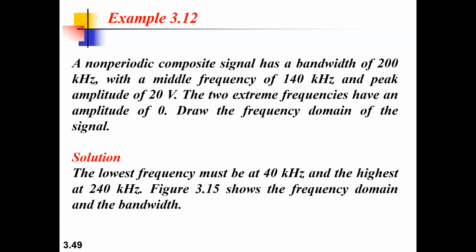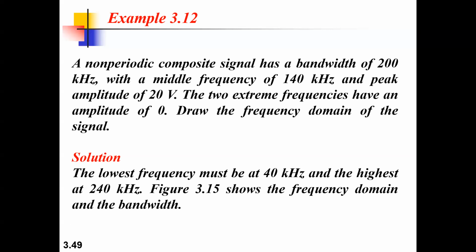And it says draw the frequency domain. So it is going to be something like this. We know the middle one, 140. And we don't know the lowest one, and we also don't know the highest. So we can say x1 and x2, the lowest, the highest, the middle one, and the peak amplitude is 20. So in this case, a diagram something like this, because it is a non-periodic signal.